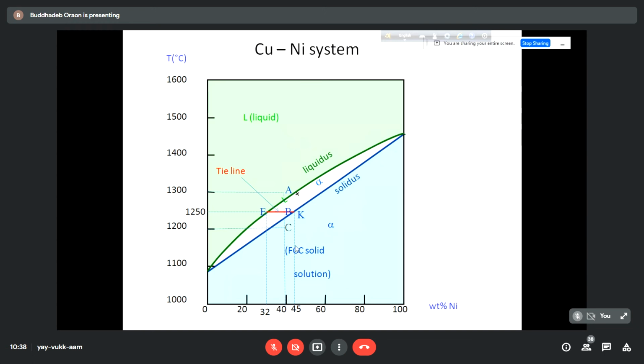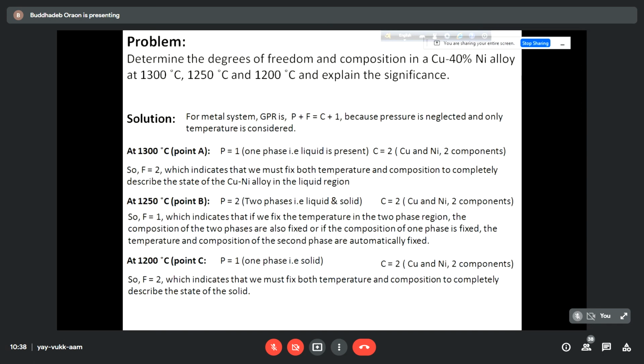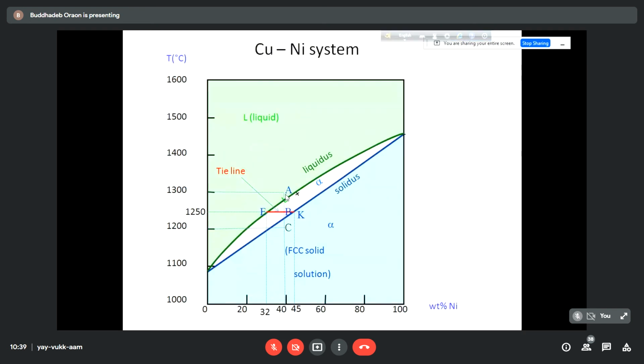So, so far as this problem is concerned, let us consider when you are at 1300 degrees centigrade, and for this particular alloy, we are taking nickel percentage at 40%. So at 40% nickel and 1300 degrees centigrade, we are at this particular point, point A. So this is in the liquid region.